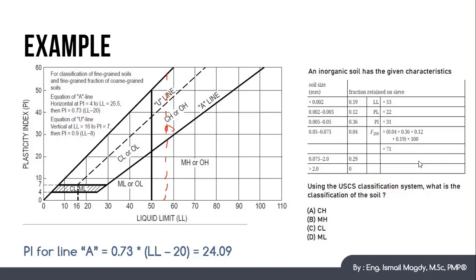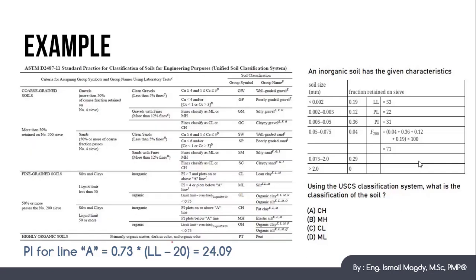So our soil is here. It's above the A line and at the right side from the 50% liquid limit. So our point is here. So it's either CH or OH. Let's go back to our original table. It's either CH or OH, but we know that it is inorganic, like we said. So it is only CH. This is the only option now, because OH is organic.